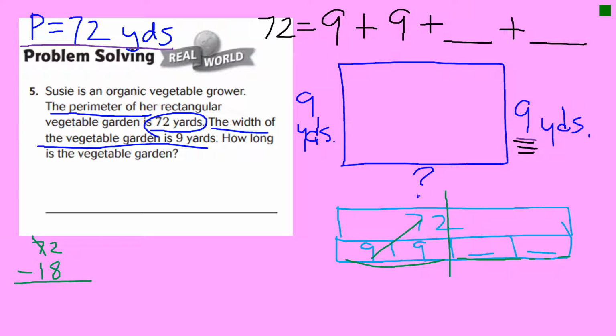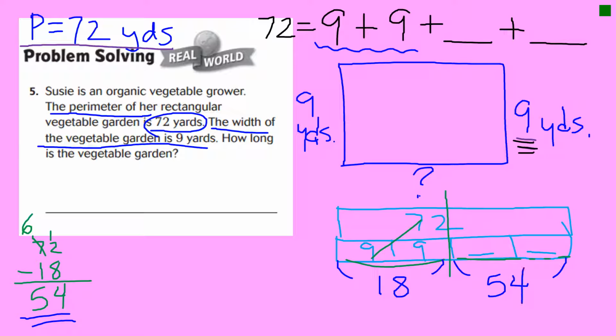12 minus 8 is 4. 6 minus 1 is 5. Okay, so 9 plus 9, we know it was 18. So that's this part of the perimeter. And now these two together are 54. It's not just one side that's 54. 54 is both this side and this side. So we have to separate 54 into 2 equal parts. Okay, so 2 equal parts.